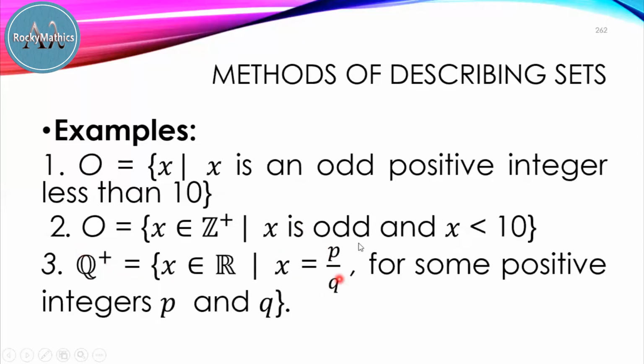And this is of the form p over q, where p is a positive integer and q is also a positive integer. For example, does 1/2 belong to this set? Yes, 1/2 belongs to that set because 1 is a positive integer and 2 is a positive integer. How about negative 4 over 5? No, it doesn't belong to this set because p and q should be positive integers.